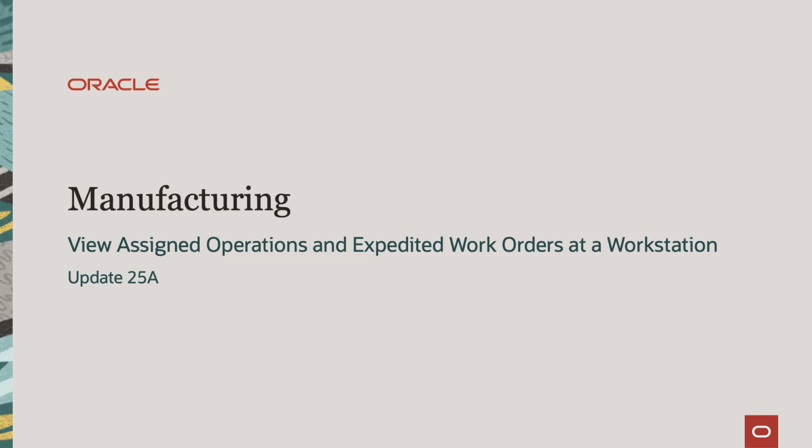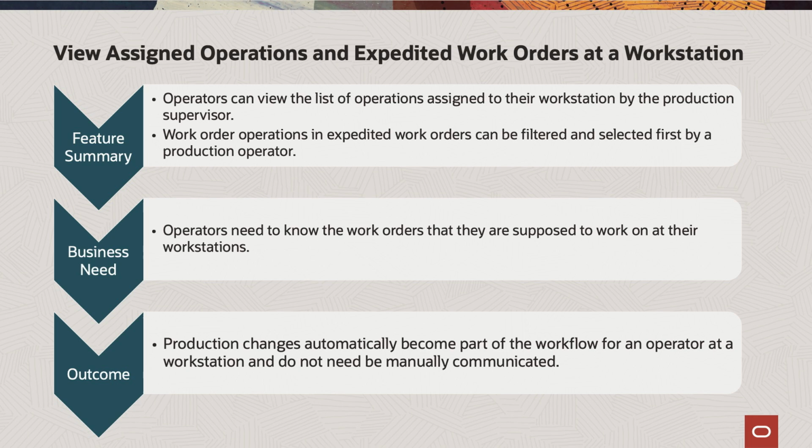Welcome to the demo of the 25A feature, View Assigned Operations and Expedited Work Orders at a Workstation. When production operators check into a workstation to begin production, they need the list of work order operations that they should be executing at the workstation. With this update, operators can view the list of operations assigned to their workstation by the production supervisor.